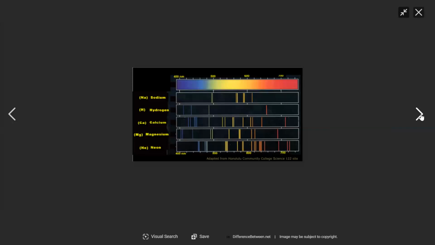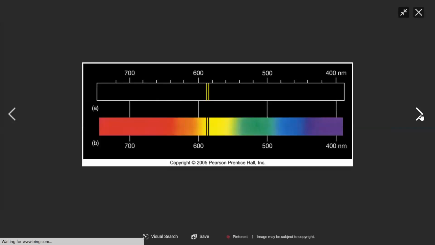So some emission spectra here, you have sodium, you have hydrogen, you have calcium, you have magnesium, you have neon. Identify the spectra. Which belongs to which? Sodium, sir. Which spectrum is the top one for sodium? Emission spectrum, sir. Emission spectrum, and below is the absorption spectrum of sodium.